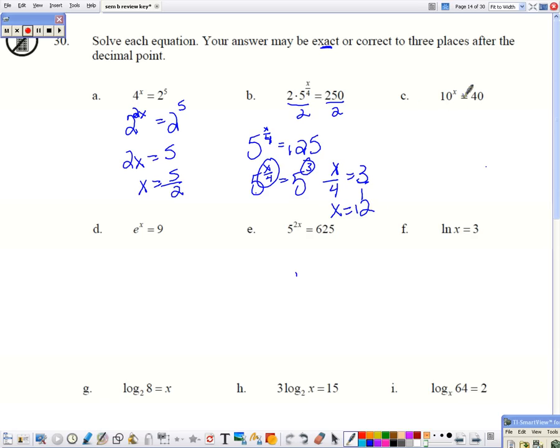For C, there's no way to make 10 and 40 the same base, so I'm going to change this to log form, and that's my exact answer. Same thing for D with the 9. We can't make e or 9 the same base, so we can change this to log form, and ln of 9 is our answer.